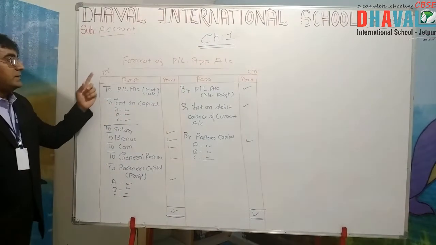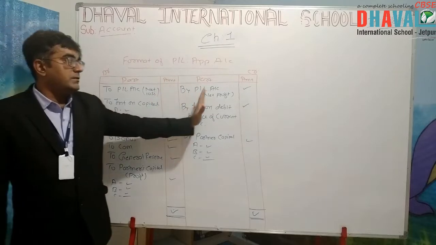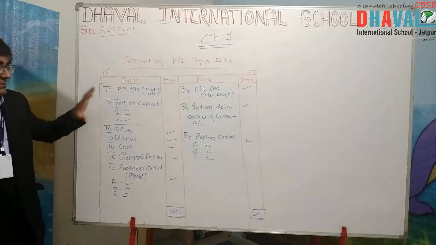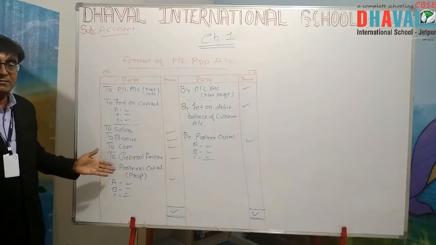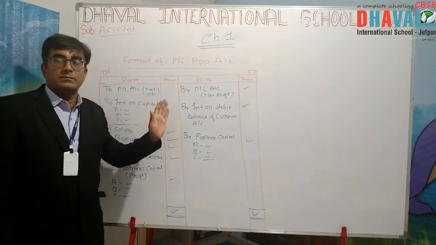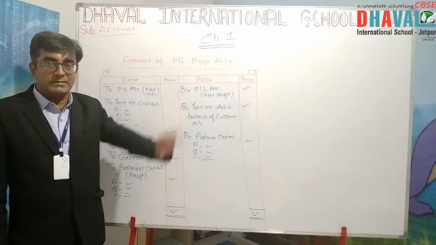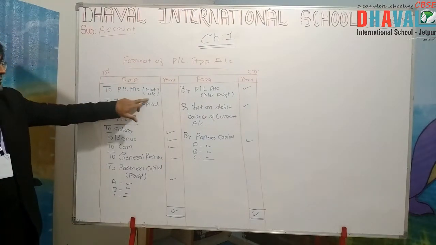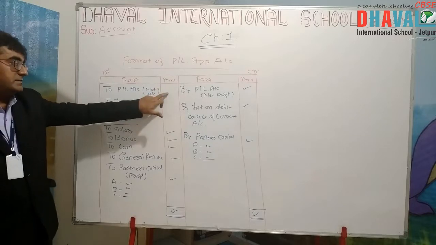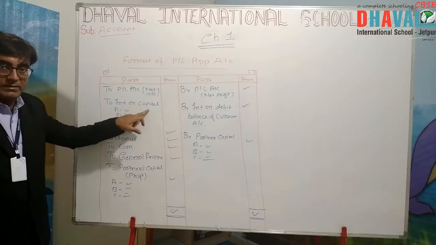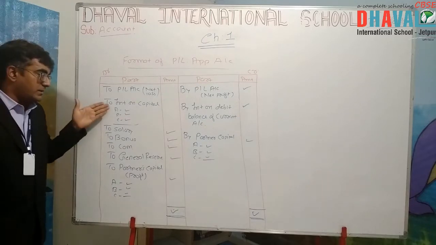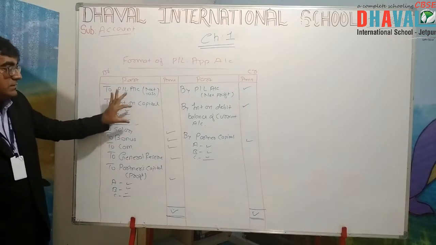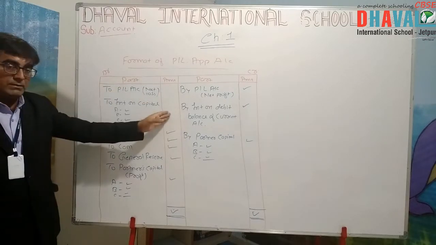First we see the format: date, particulars, amount. On the debit side, we write all the expenses done by the company for the partners, and all the incomes the company gets from the partners are on the credit side. First we see the debit side: to PL account net loss. If you are getting any net loss, it goes first on the debit side. Then to interest on capital. How many partners are there? Suppose, for example, A, B, C are the partners. We write the interest of A, B and C, make the total, and take the figure outside on the amount side.